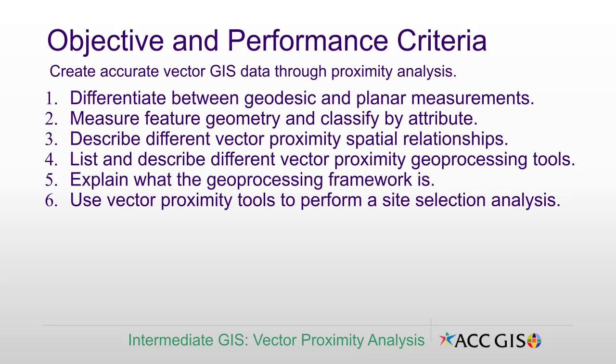Our objective is to create accurate vector GIS data through proximity analysis. And by the end of this topic, you should be able to differentiate between geodesic and planar measurements, measure feature geometry and classify by attribute, describe different vector proximity spatial relationships, list and describe different vector proximity geoprocessing tools, explain what the geoprocessing framework is, and you'll perform a site selection analysis using vector proximity tools.